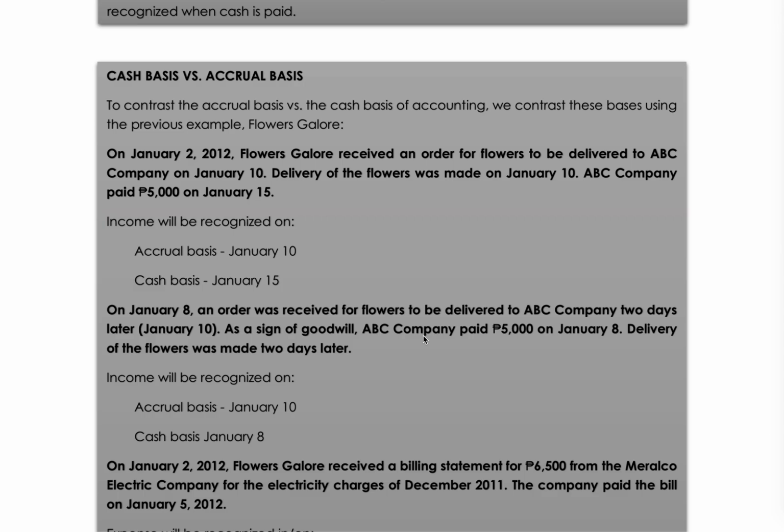But, cash basis of accounting, kailan to? Mauusog ba? Yes. Because pag cash basis of accounting, what will matter is the payment of cash or the receipt of cash. And here, there is an advance payment which was made on January 8. So, when will you recognize the income? On cash basis, January 8.